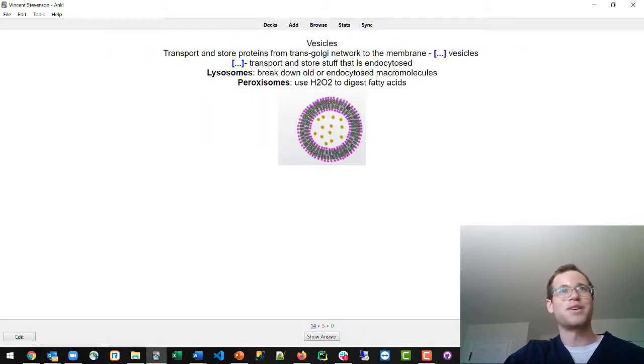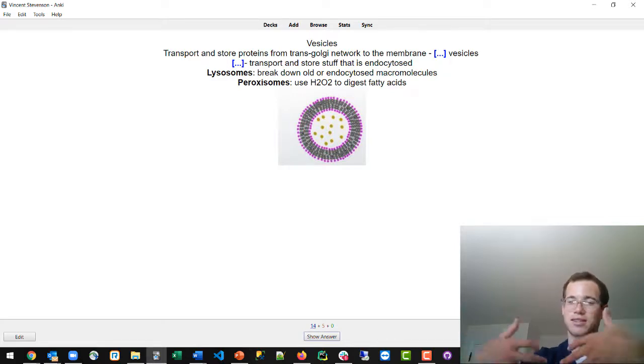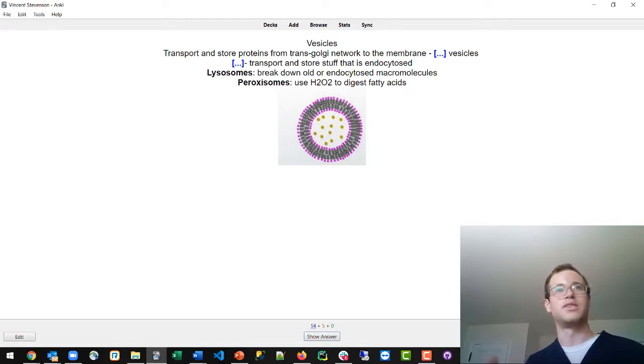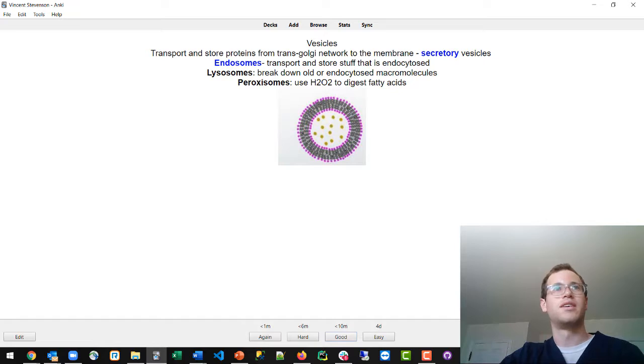When we look at vesicles that transport and store proteins that go from the trans-Golgi network to the membrane, they are called secretory vesicles, like you're secreting them. And then we have an additional type of vesicle that is used for endocytosis. As cells take things in, they form endosomes. And we also have other types of vesicles called lysosomes and peroxisomes.